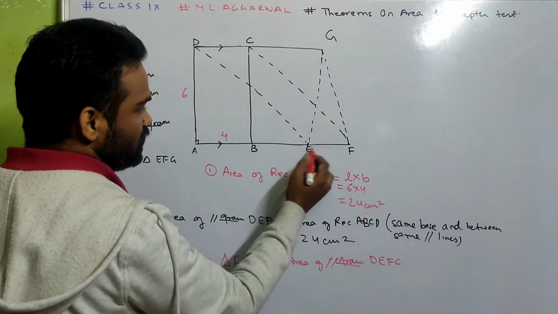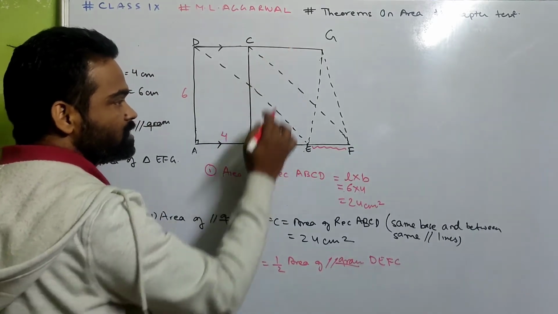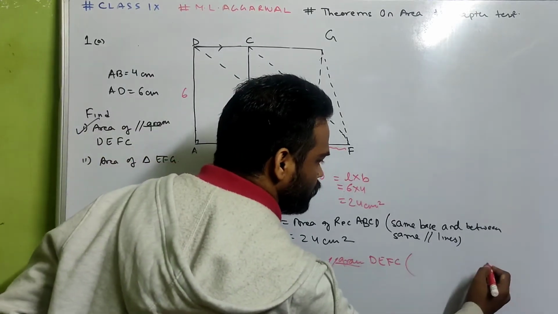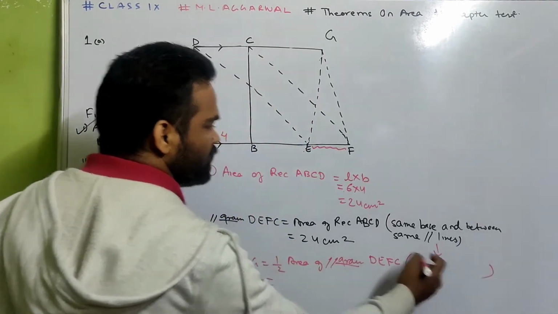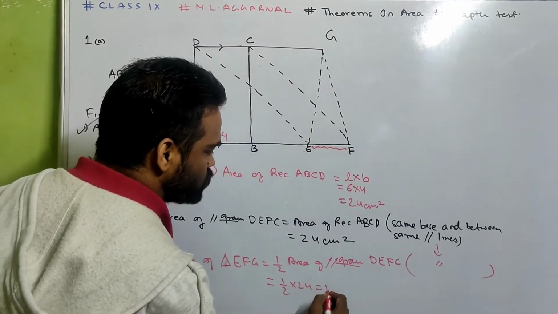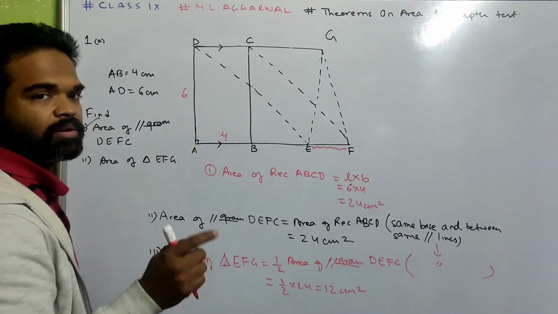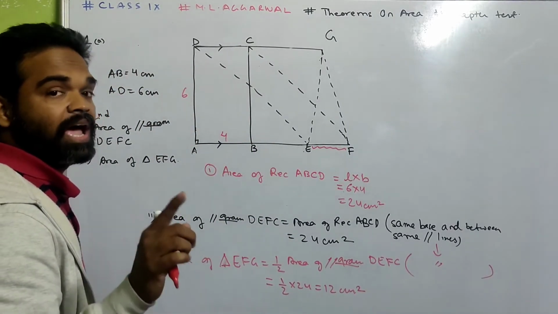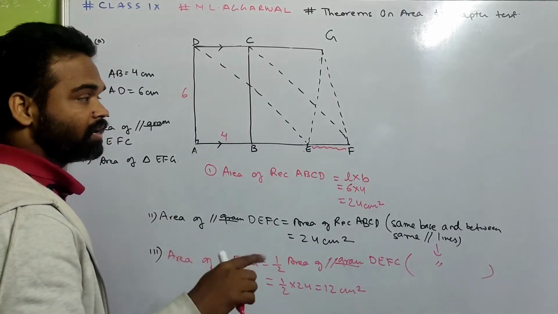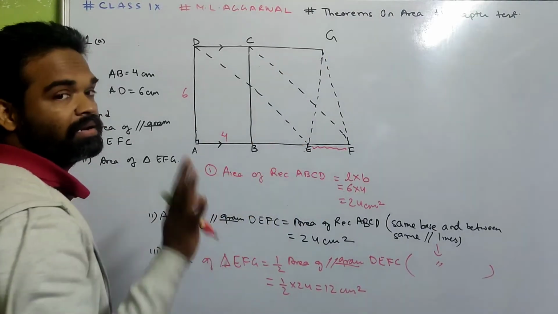Look carefully. DEFC and EFG have the same base and they are between the same parallel lines. Reason will be the same: same base and between same parallel lines. So this will be half into 24, that's 12 centimeters square. Done. First one, we used the theorem that two parallelograms having the same base and within the same parallel lines have the same area. And second one, we used that the area of a triangle is half the area of a parallelogram having the same base and between the same parallel lines.